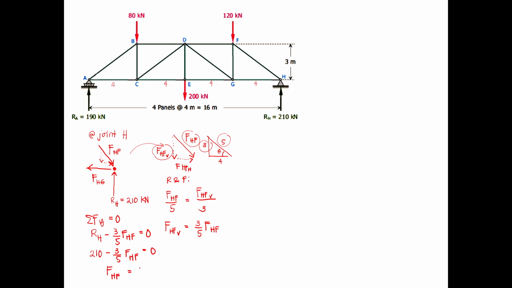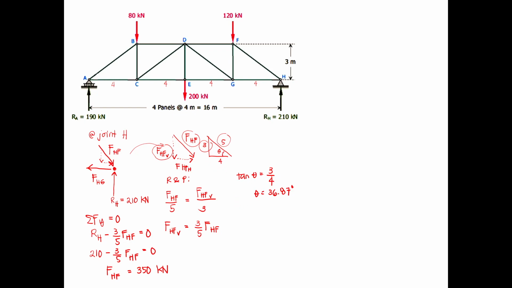So this is 350 kilonewtons. So again, if you don't understand the ratio and proportion technique, you may use the angle. So solving for the angle, tangent theta is equal to 3 over 4, and then theta is equal to, so this will be 36.87 degrees.